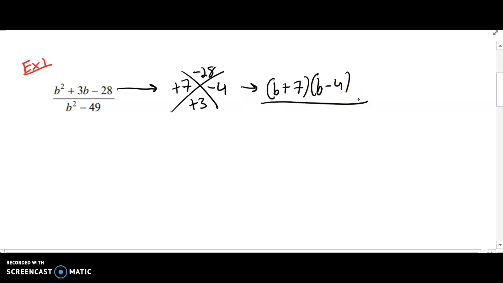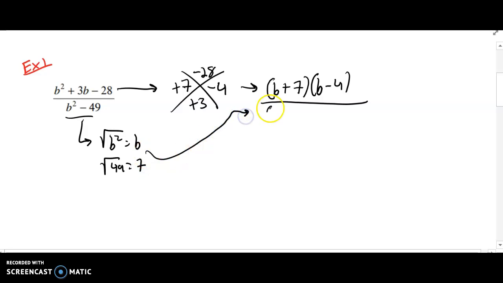Our denominator here is a difference of squares. The square root of b squared is b. The square root of 49 is 7. So we get b plus 7 and b minus 7. We're going to go ahead and cancel what we can. These b plus 7s will cancel, and we're left with b minus 4 over b minus 7.